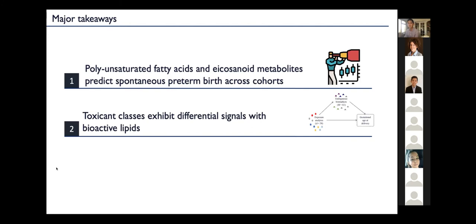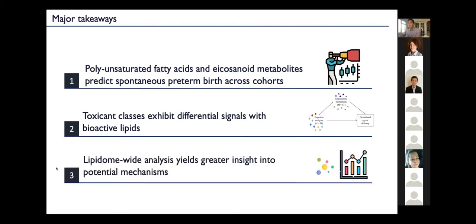The second takeaway here is that we've had substantial evidence now that toxicant classes exhibit differential signals with endogenous biomarkers, particularly bioactive lipids. And this is likely a function of unique molecular mechanisms of action. This really necessitates application of a comprehensive ensemble of mixtures analysis approaches in order to gain greater confidence in some of these associations across different biomarker groups.